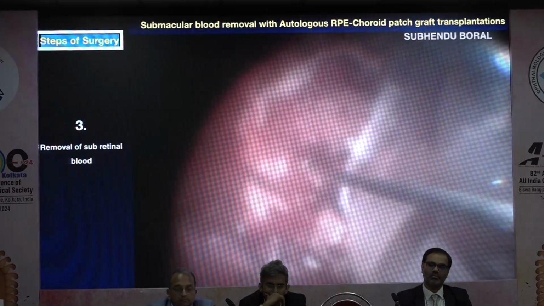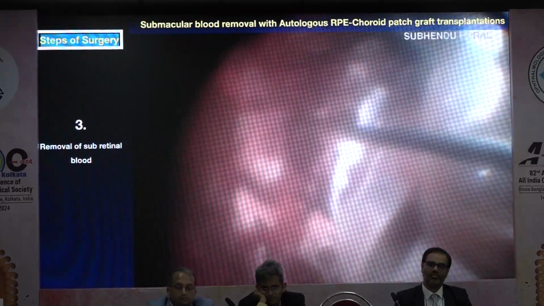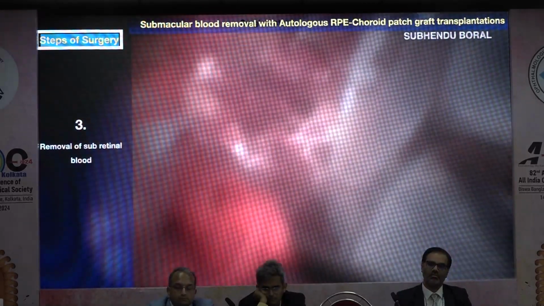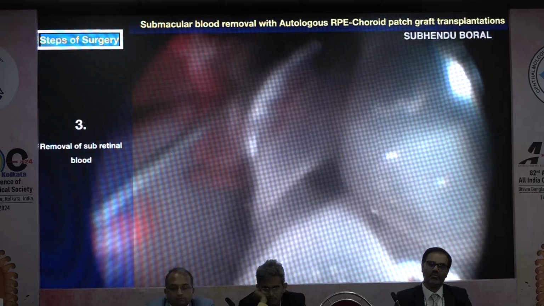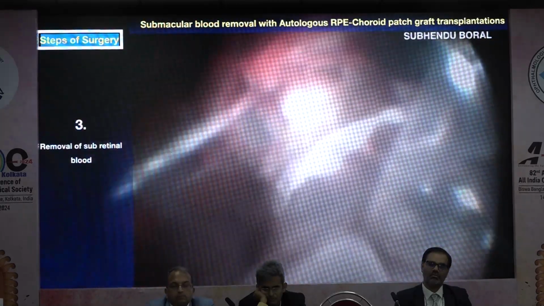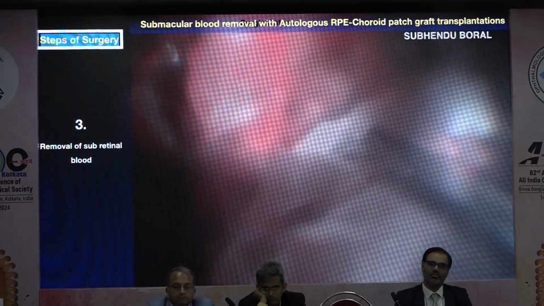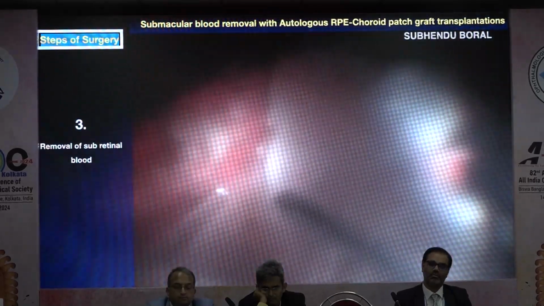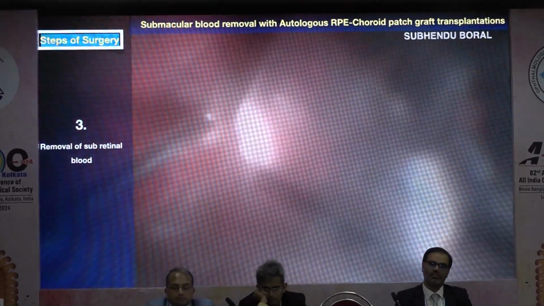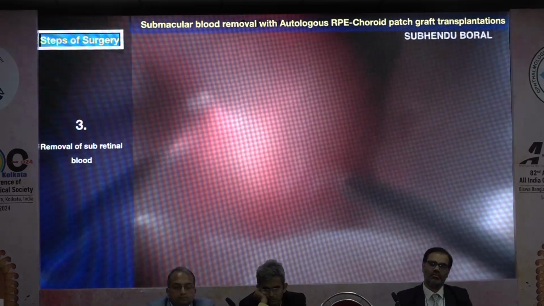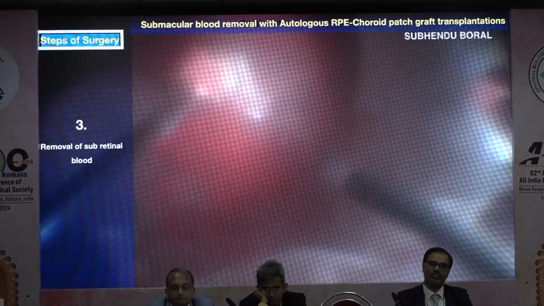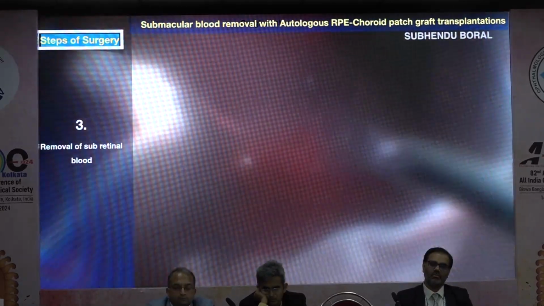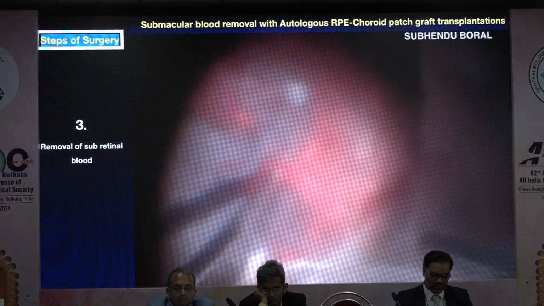So the second stage is removal of all the subretinal blood, the old blood. Sometimes it is lysed, sometimes it may not be. So you have to remove all the clotted blood very carefully, taking care of the overlying neurosensory retina, and finally the subretinal scar. That is the toughest part of removal of all subretinal blood.